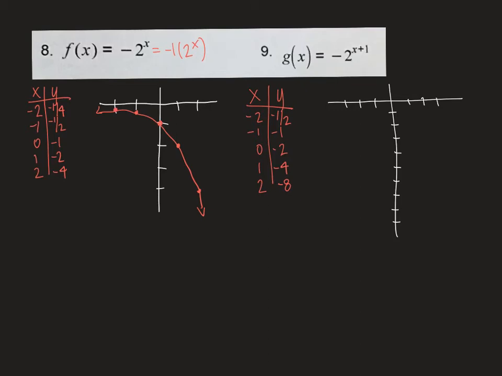So I plot negative 2, negative 1/2; negative 1, negative 1; 0, negative 2; 1, negative 4; and 2, negative 8. So again, my shape is still the same as if I had a positive 2 as my base. It's just flipped over the x-axis since it's negative, and that x plus 1 shifts it to the left 1 unit. Okay, so it's just a transformation, but you don't have to do anything special for it. You can still plug in points just like normal.